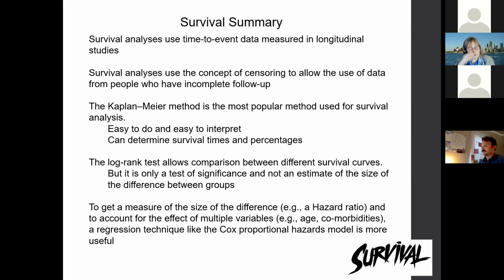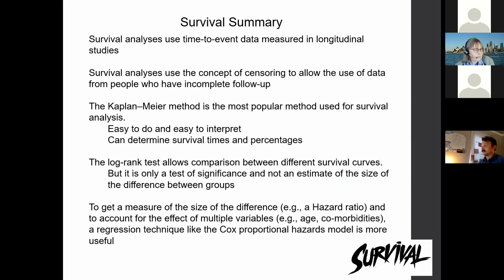So my summary for this is, if you have time to event data, if you want to know the time when something happens, if you are doing a longitudinal study, survival analysis is the analysis for you. It uses censoring to allow for the fact that you're going to lose people, and you have people with incomplete follow-up. The Kaplan-Meier method is the most popular. It's really intuitive and it's easy to do. And you can use it to determine important time points like median survival or 5-year survival.